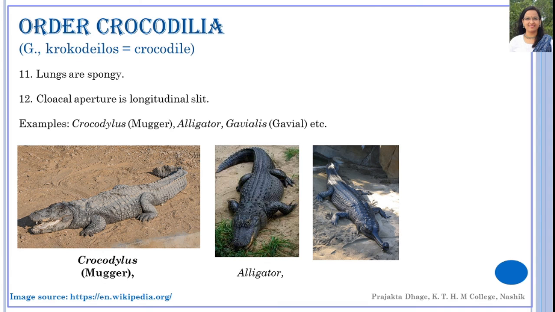You can see all three of them. So this is basically the crocodile, the alligator, and this is Gavialis. The name is not described here, but this is Gavialis. That was all about the classification of the reptiles.